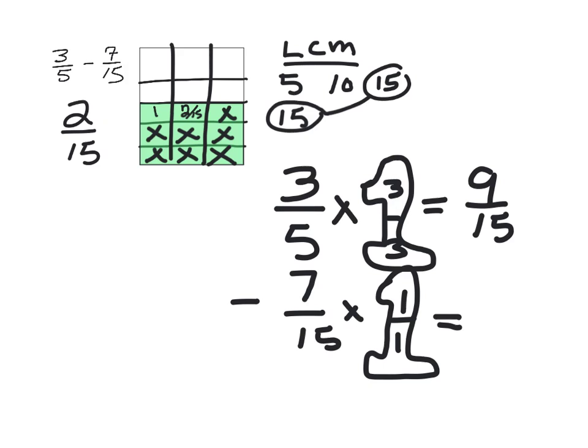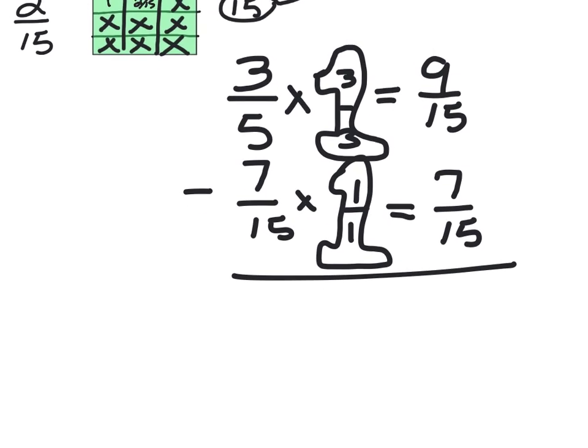And now for this one, I'm multiplying both of these by 1. So I'm going to get the exact same fraction here, and 7/15. And now I am indeed ready to subtract. So I've got 9 minus 7 is going to give me 2.